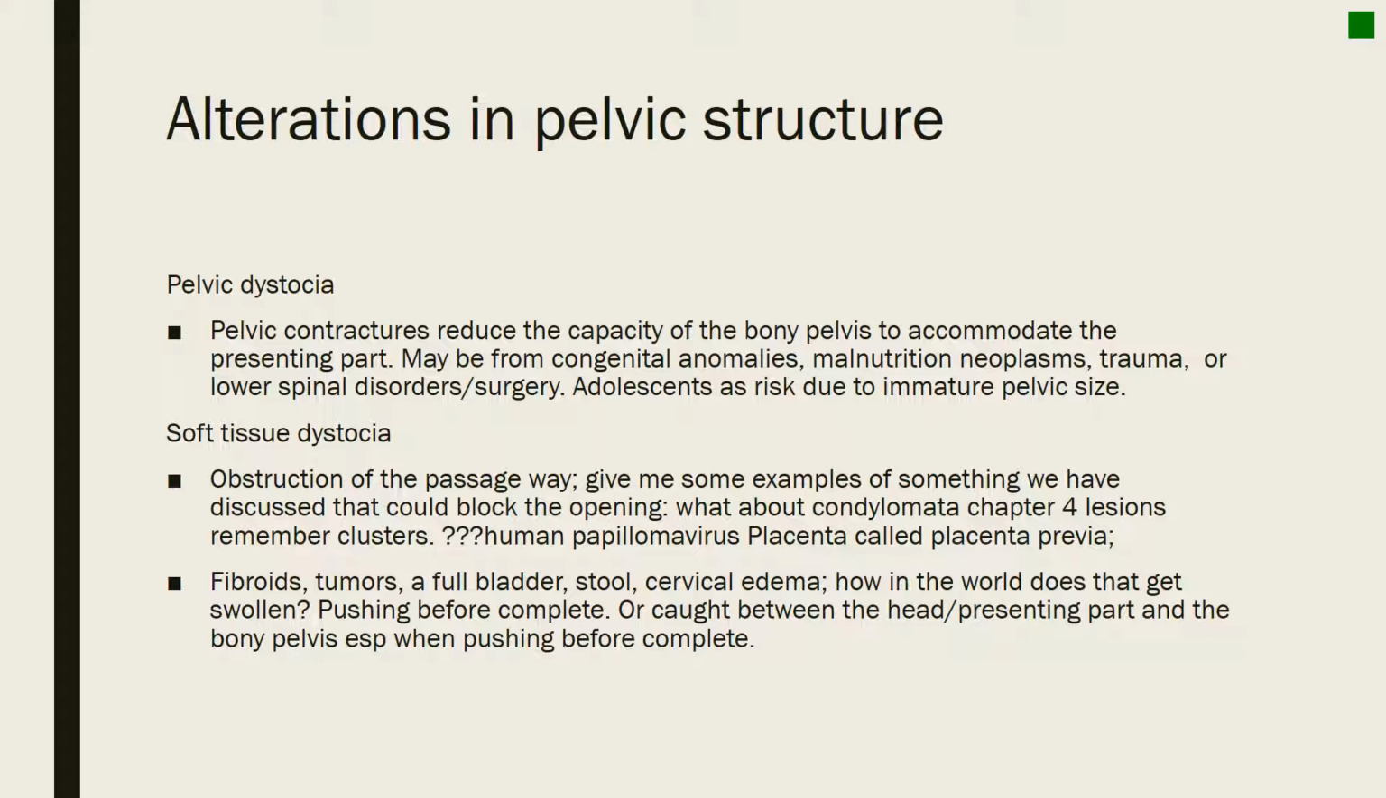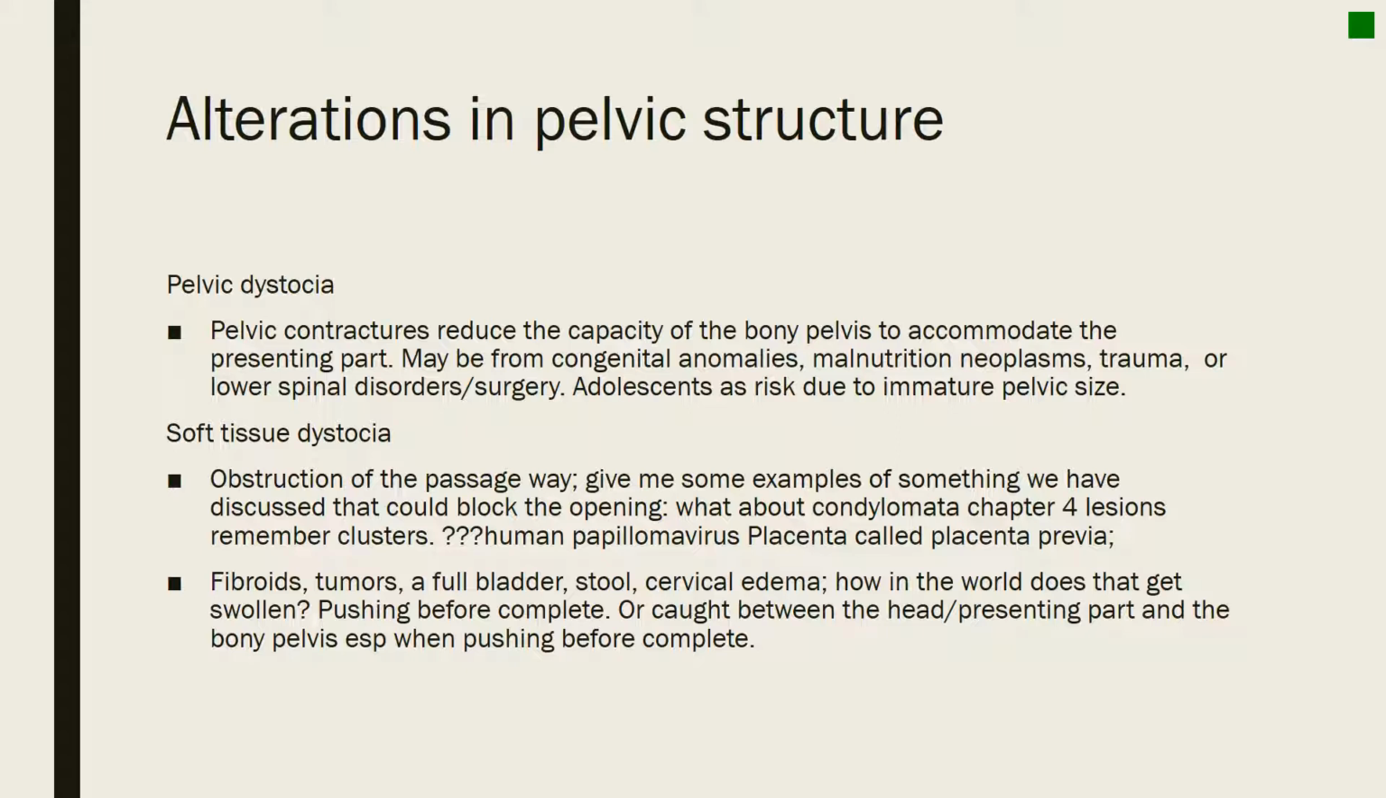Alterations in pelvic structure. There can be a pelvic dystocia. There's pelvic contractures that reduce the capacity of that bony pelvis to accommodate that baby. Maybe it's congenital, maybe it's a neoplasm, trauma. We've fallen and broken our tailbone. And then, of course, adolescence because they're not mature yet.